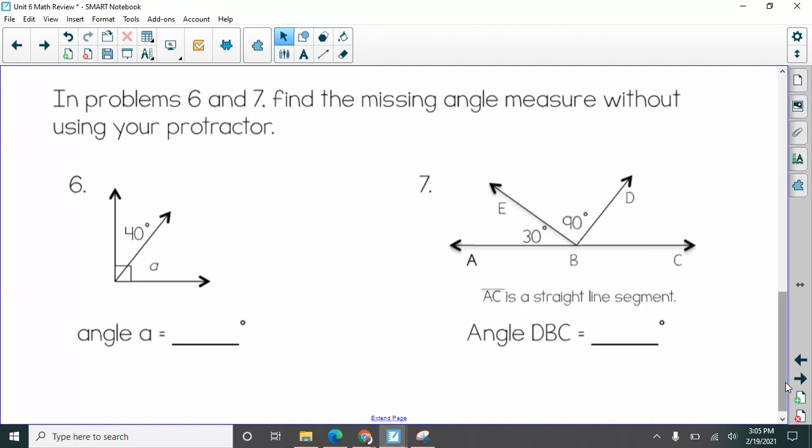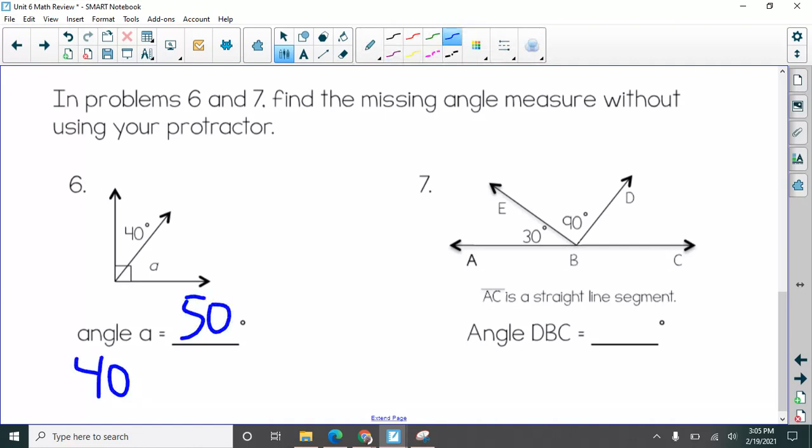Protractor, not using the protractor, right? So we have complementary angles here. And so I can remember that these two angles have to add up to 90. So what does angle A have to be? It has to be 50. 50 degrees. And the reason why our number sentence is 40 degrees plus A, the unknown, right? There's A, equals 90 degrees.